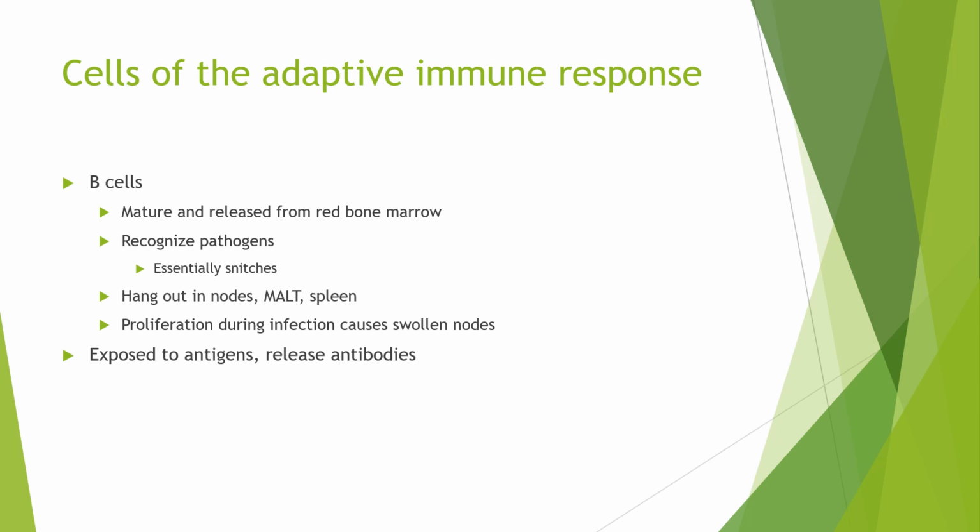They hang out in the lymph nodes, the mucosa-associated lymphoid tissue, and the spleen, and it's their proliferation during infection that causes swollen lymph nodes. The way they work is some sort of pathogen enters a tissue into the lymph node. B cells recognize antigens, which essentially are how they recognize the pathogen. It's a pattern on the pathogen. And then they begin to release antibodies that tell T cells, hey, this guy's got to go, get rid of him.